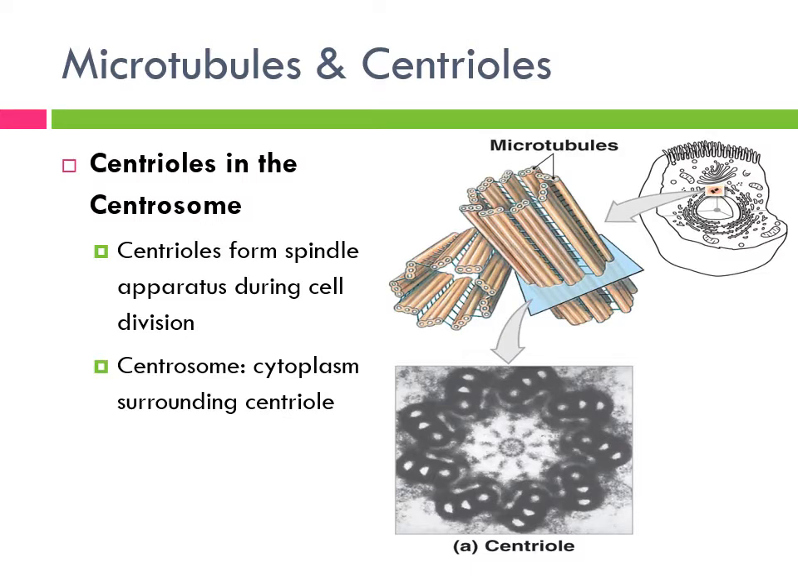So here we have centrioles, which form the spindle apparatus. So it's made up of microtubules, and they surround the nucleus, and so when our cell divides, they help with pulling the chromosomes apart. And again, we're going to learn about that later, so I wouldn't worry too much about this slide right now.